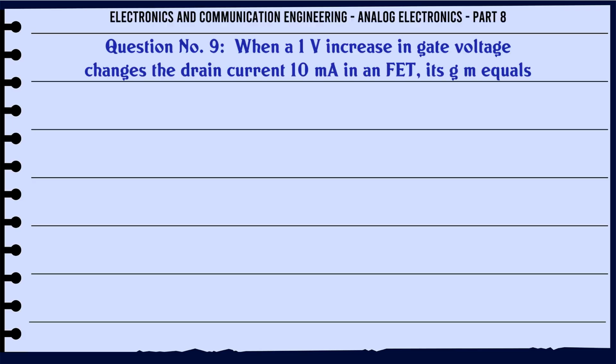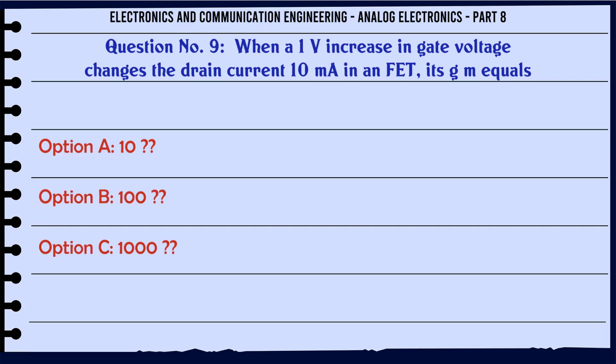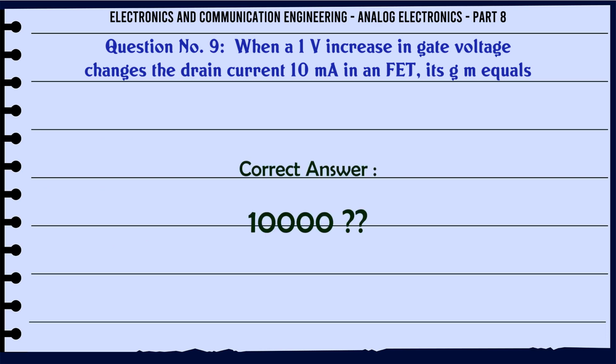When a 1 V increase in gate voltage changes the drain current by 10 mA in an FET, its gm equals: A, 10. B, 100. C, 1000. D, 10,000. The correct answer is 10,000.